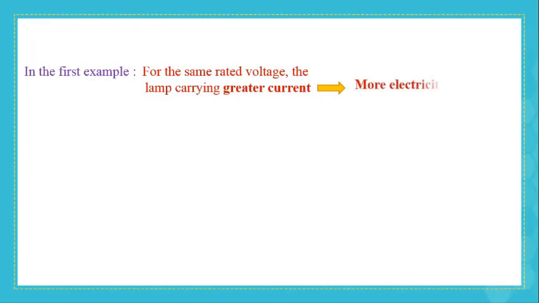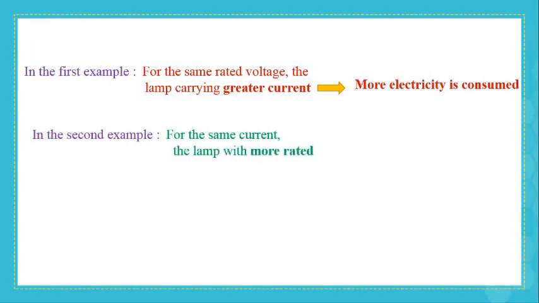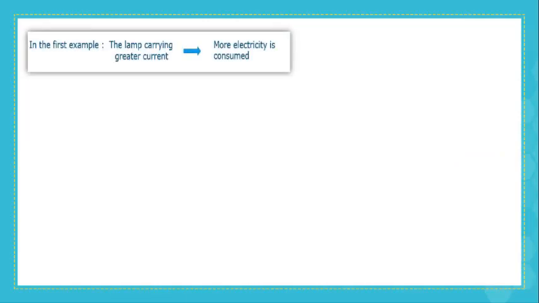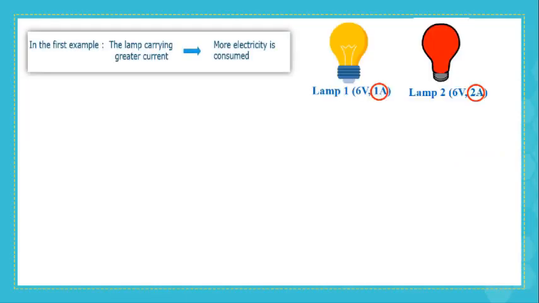So, the first example shows that for the same rated voltage, the lamp carrying greater current consumes more electricity. The second example shows that for the same current, the lamp with more rated voltage consumes more electricity. Out from this, what are the two factors that affect the consumption of electricity? Current and voltage.